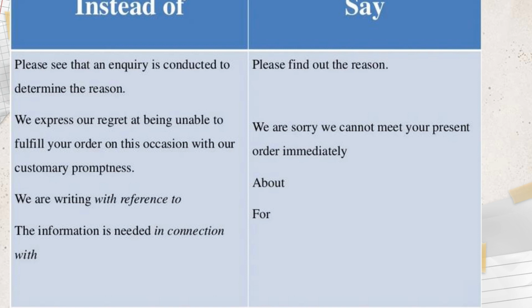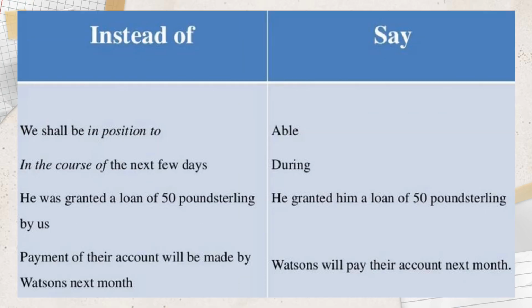Another example: "we are writing with reference to" becomes "we are writing about." "The information is needed in connection with" becomes "the information is needed for." "We shall be in a position to" becomes "we will be able to." "In the course of the next few days" becomes "during the next few days." "He was granted a loan of £50 sterling by us" becomes "we granted him a loan of £50 sterling." "Payment of this account will be made by Watson next month" becomes "Watson will pay their account next month."